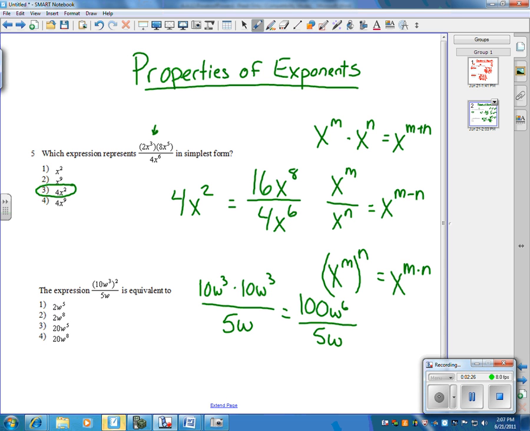Now again, like above, we're going to use this division property again. Divide your numbers, we get 20. And then we have w to the fifth, which happens to be answer number 3.